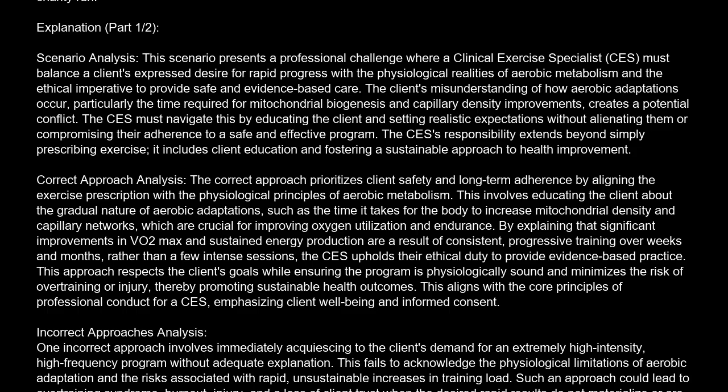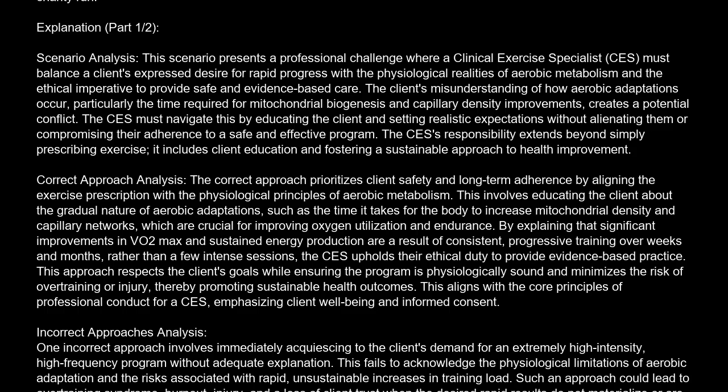By explaining that significant improvements in VO2 max and sustained energy production are a result of consistent, progressive training over weeks and months, rather than a few intense sessions, the CES upholds their ethical duty to provide evidence-based practice. This approach respects the client's goals while ensuring the program is physiologically sound and minimizes the risk of overtraining or injury, thereby promoting sustainable health outcomes. This aligns with the core principles of professional conduct for a CES, emphasizing client well-being and informed consent.